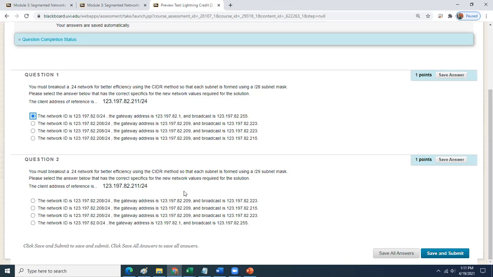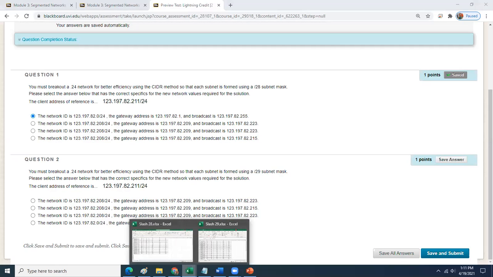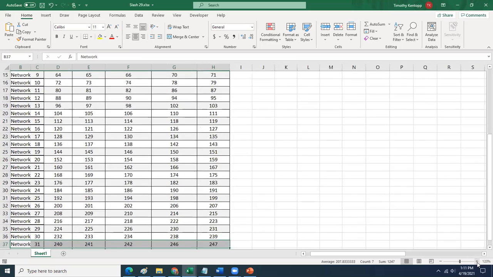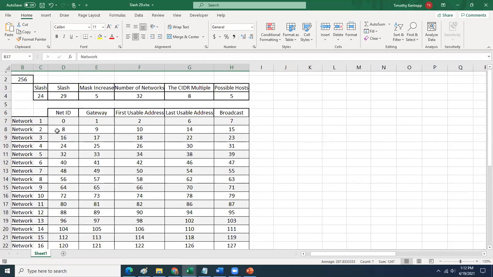And then I'm doing the same thing, only now I have to go to a /29 subnet mask. What are the corresponding values? If I use my /29 solution, that's an even larger breakout. Moving to a /29 is a subnet mask increase of 5. The number of networks it creates are 32 networks. There are 8 addresses in this, the CIDR multiple is 8. The usable host addresses are 5.